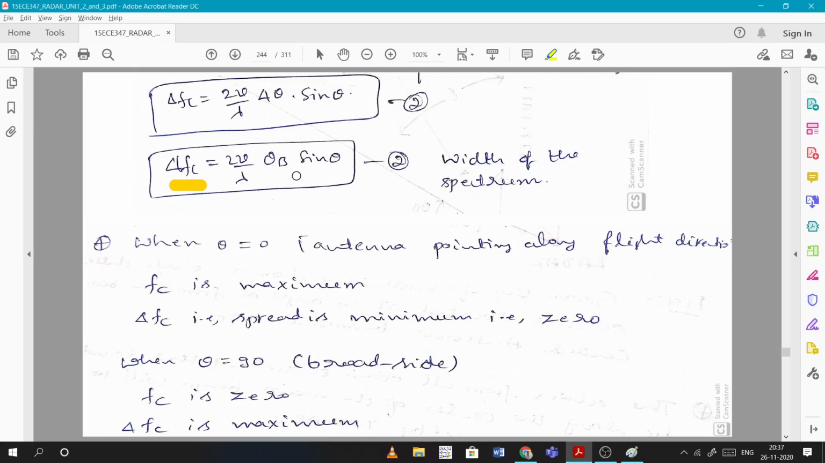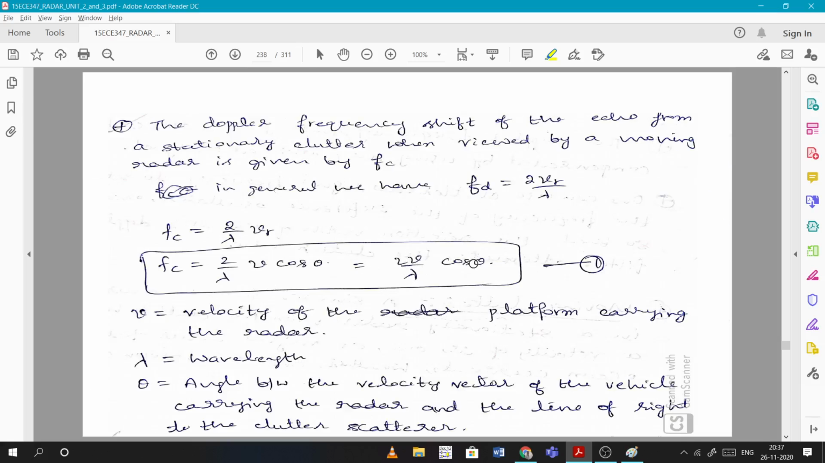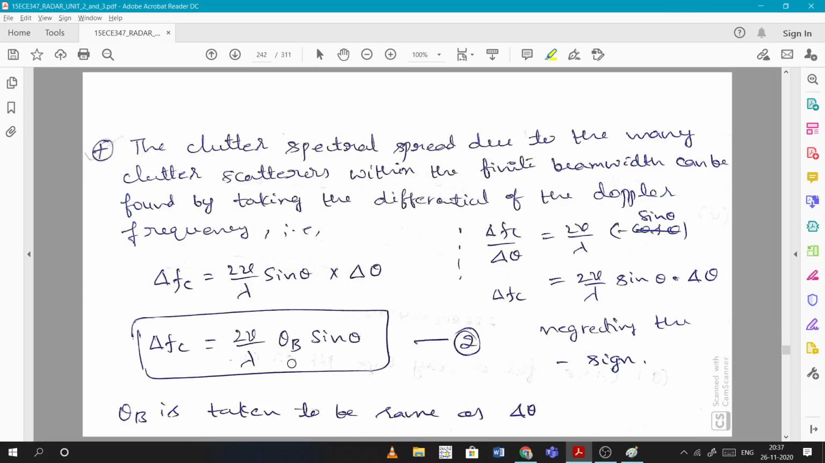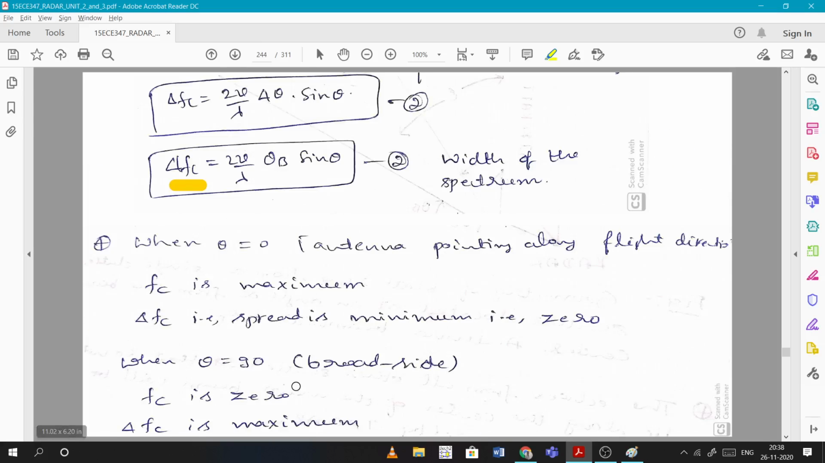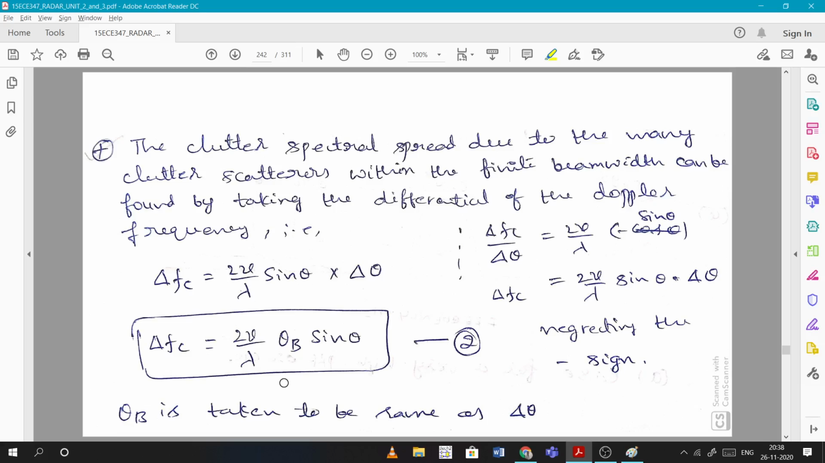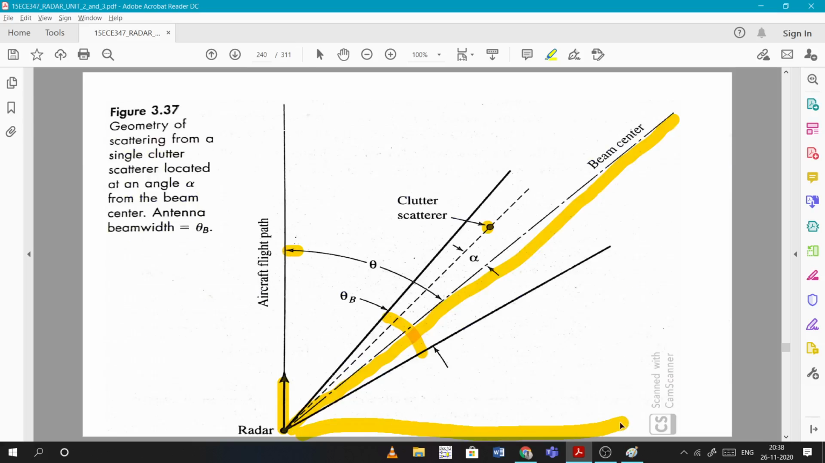And when theta is equal to 90, broadside, that is perpendicular to the path or direction of the vehicle going. So when theta is equal to 90, FC is 0 because the sin theta will become 1. Basically what he is saying, FC means use the formula of cos theta. When it is 90, that means cos 90, right? Cos 90 is 0, that is FC is minimum. So the FC becomes 0, then delta FC is maximum because this is 1, right? So at 90 means like this, the beam is like this.